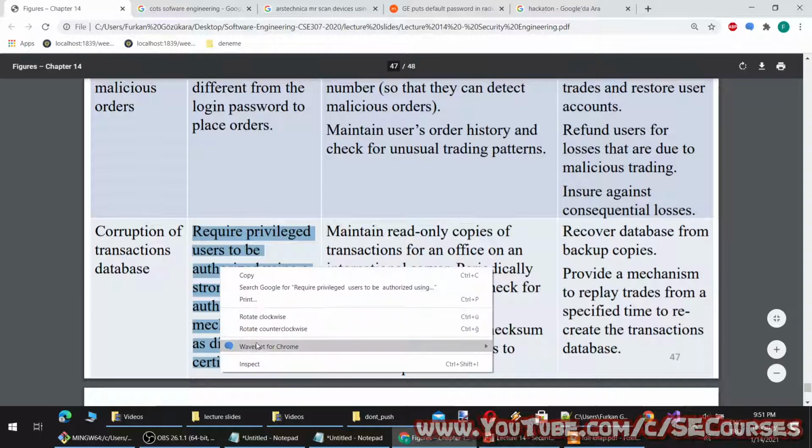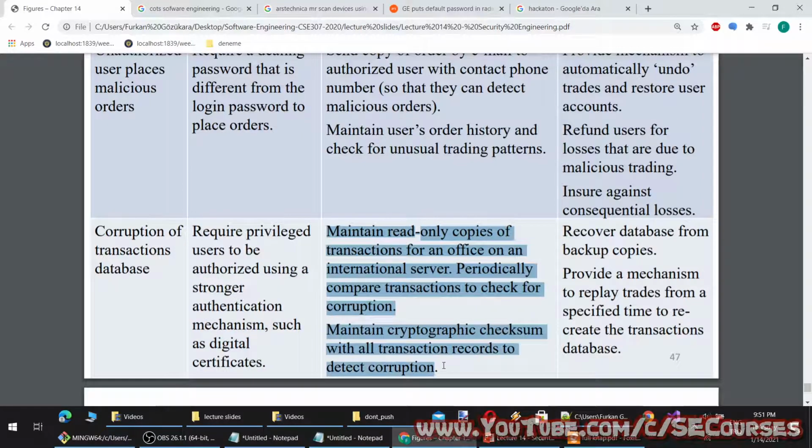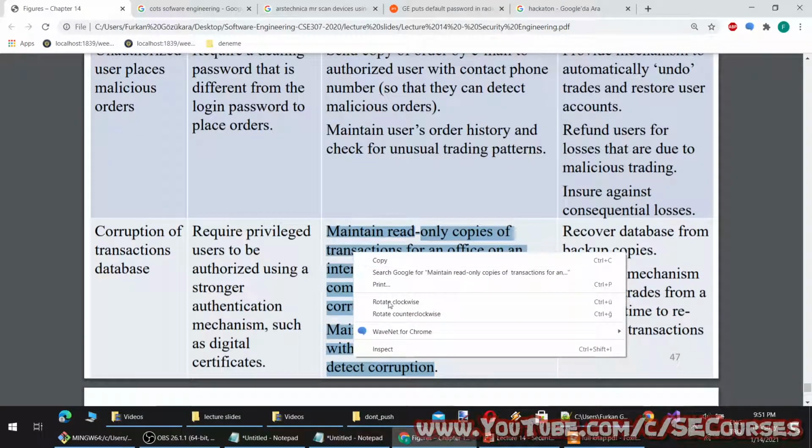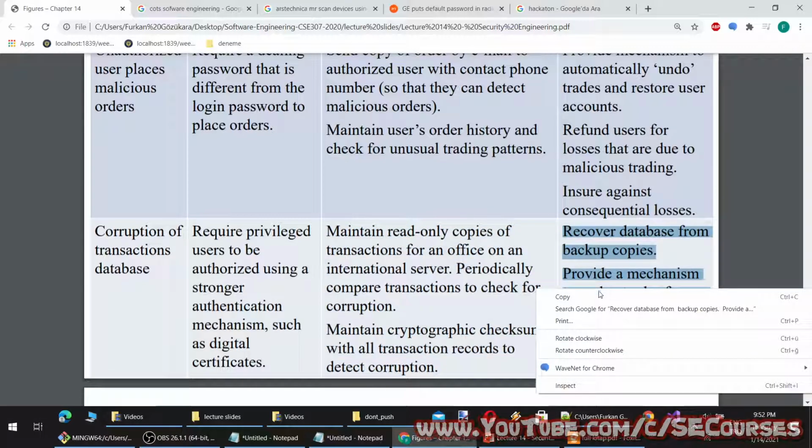So the protection, the resistance for this attack: require privileged users to be authorized using a stronger authentication mechanism, such as digital certificates. And recognition: maintain read-only copies of transactions for an office on an international server. Periodically compare transactions to check for corruption. Maintain a cryptographic checksum with all transaction records to detect corruption.